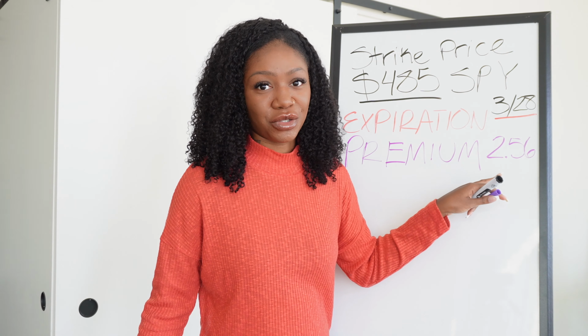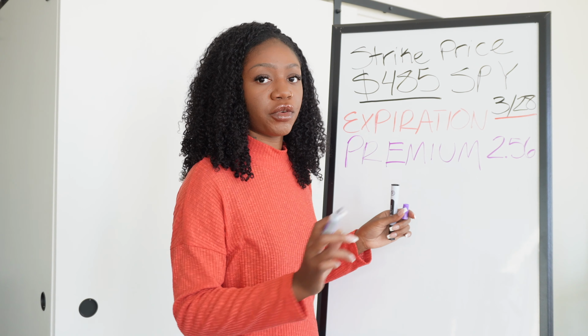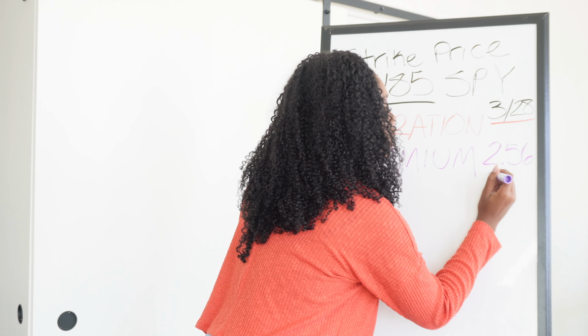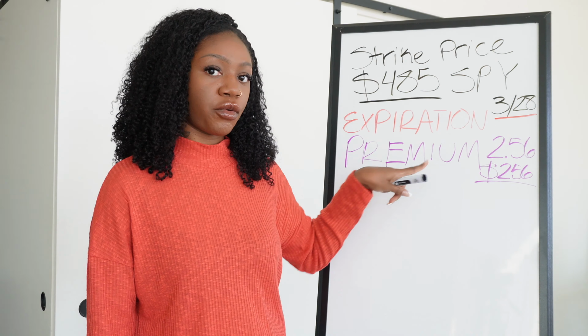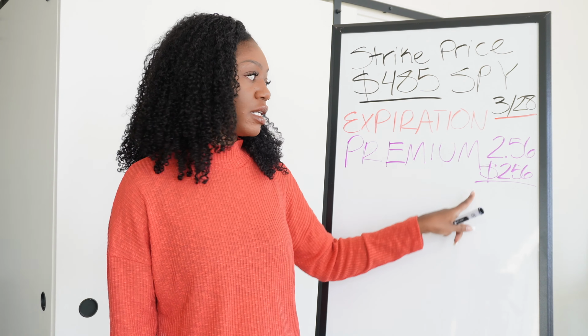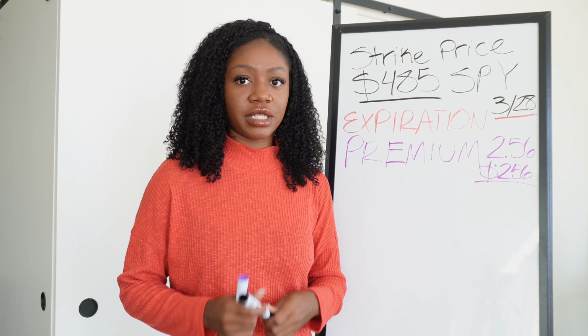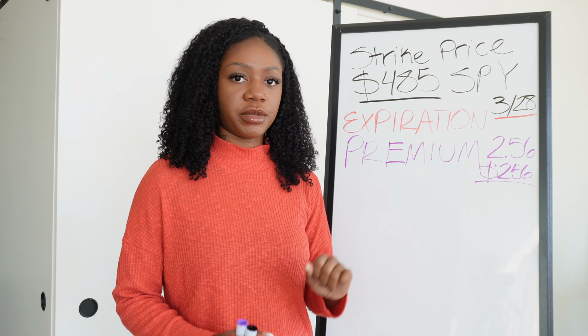We wish it was just $2.56, but you have to multiply it by 100 or move it over 2 places to the right. And so the price that you would pay for an option contract with a premium of 2.56 is $256. That is the price that you are paying out of pocket to hold this option contract.